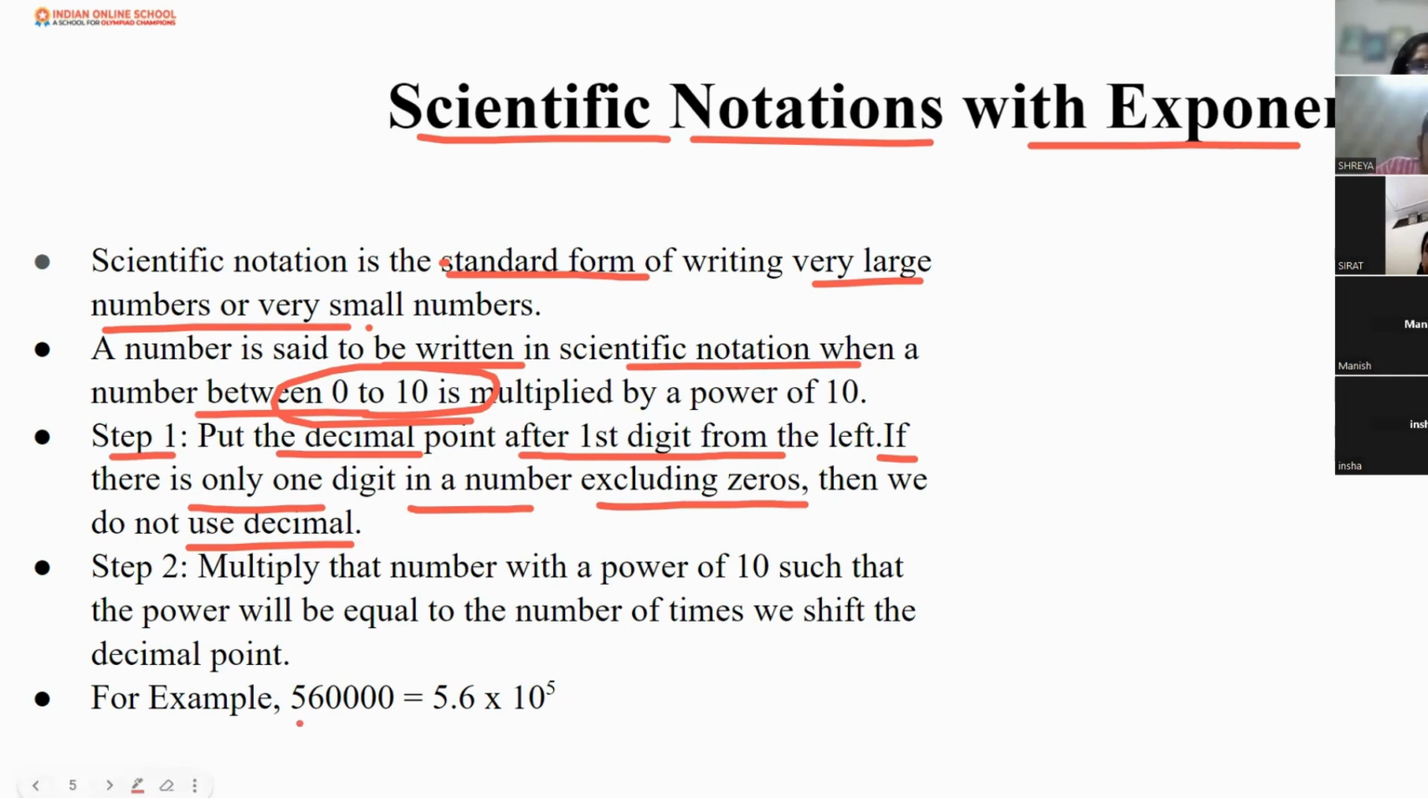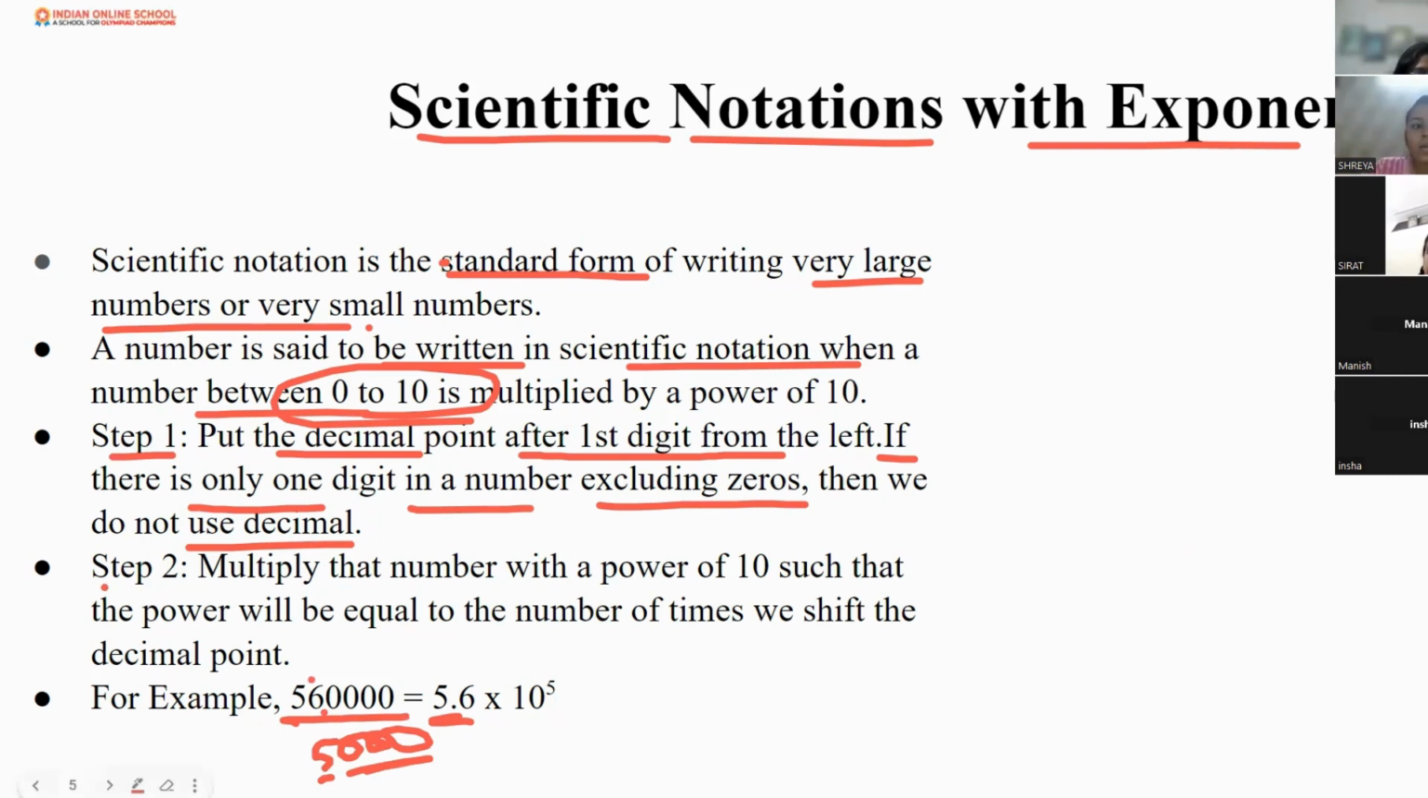For example, let's see over here, I have one number 56 and 4 zeros, that makes it 5,60,000, right? What does my first step do? After the first digit from the left, I introduce a decimal. So it becomes 5.6. If the number would have been 5,000, just 1 digit leaving the zeros, then you do not use decimal. If without the zeros you have more than 1 digit, you use decimal, otherwise you don't. And how do you use decimal? Just after the first digit from the left.